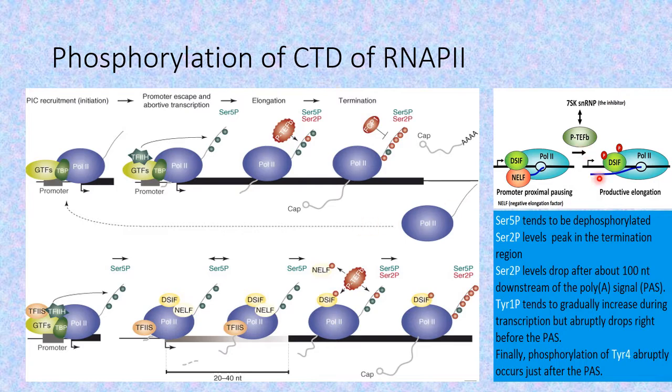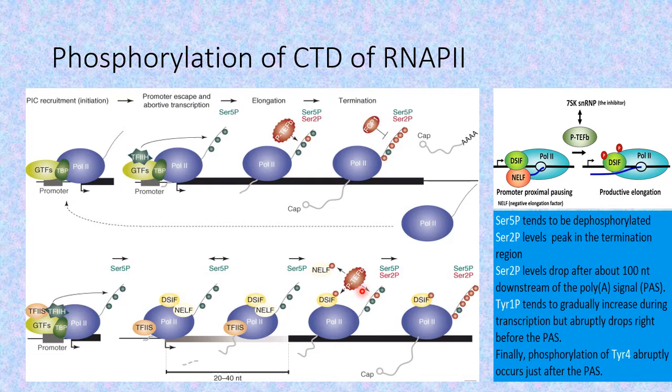This PTEFB phosphorylates both the DSIF and the NELF. Now, when this DSIF gets phosphorylated, it induces elongation, whereas this negative elongation factor, that is NELF, dissociates from this complex, and thus it promotes the transcription or elongation of this transcript.